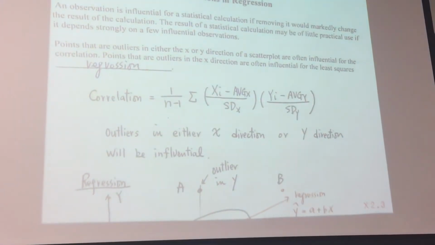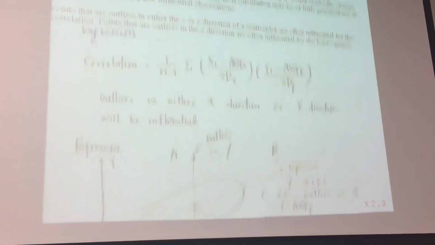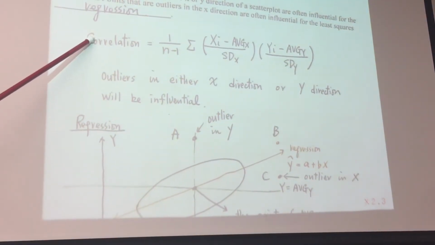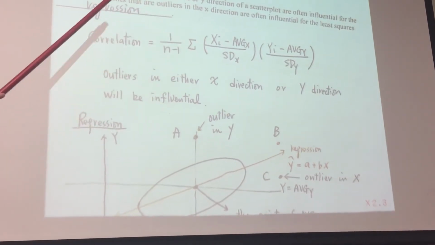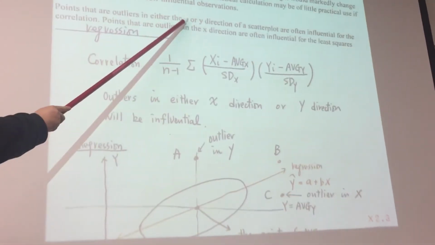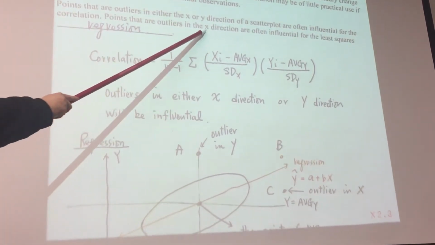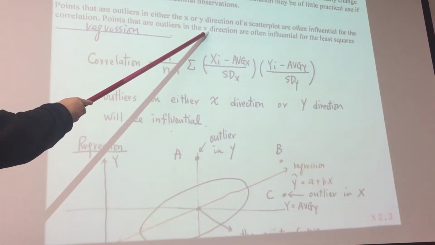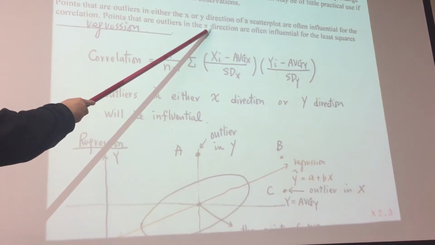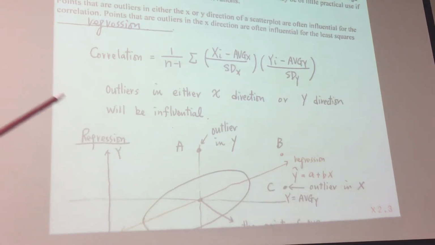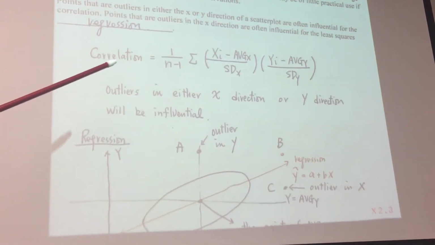After reading the paragraph, you may feel surprised, okay? In correlation, outliers in either the x or y direction are influential, but in regression usually only outliers in the x direction are influential, not outliers in the y direction. Let's explain this. This concept is very important, so let's take a close look.